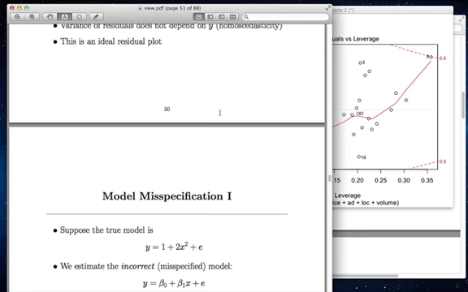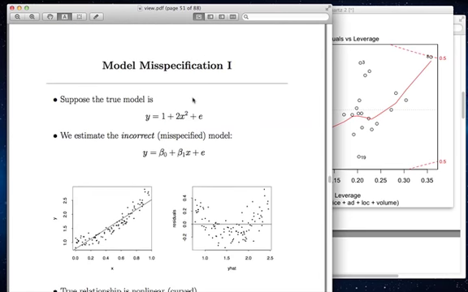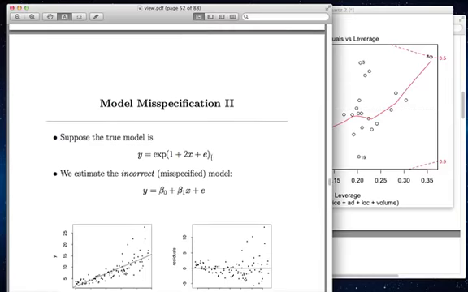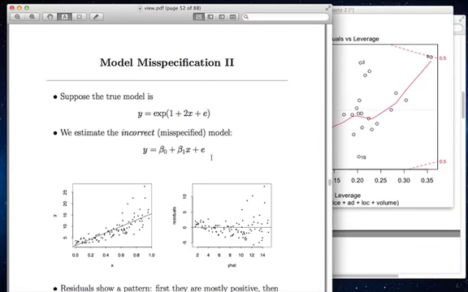Okay, so problem number one is that you've got an underlying nonlinear model and you've estimated a linear model. So here, notice the errors still have constant variance, but there's a pattern that we're not capturing. And so the other problem is when the errors have non-constant variance, and the remedy is going to be to transform the dependent variable.